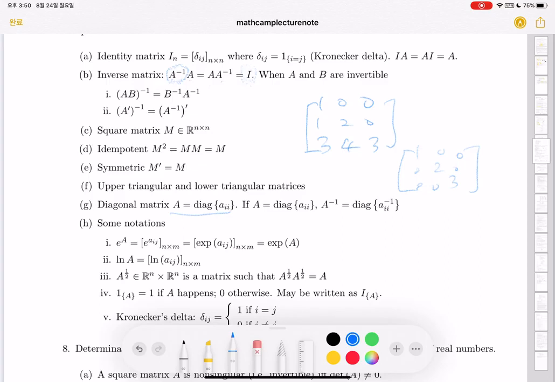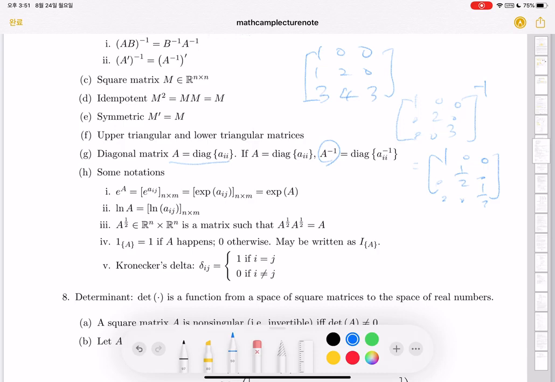A diagonal matrix has an important property. If it has an inverse, then we know what it is. It's the diagonal of reciprocals. So the inverse of this matrix is 1, 1/2, 1/3 on the diagonal. Okay.